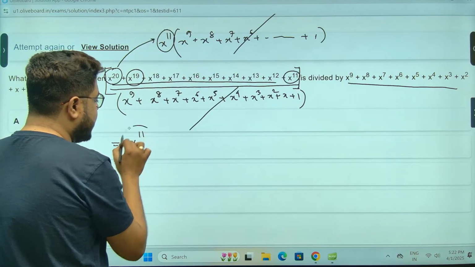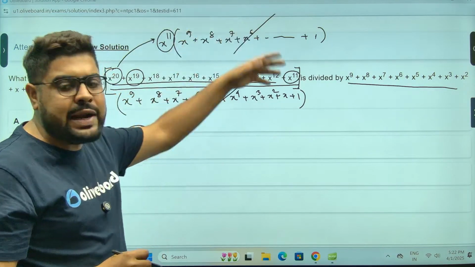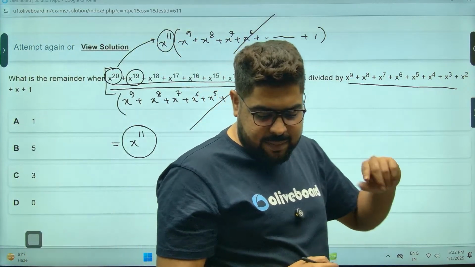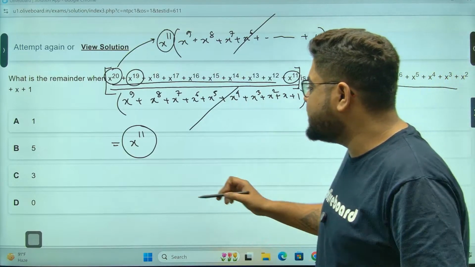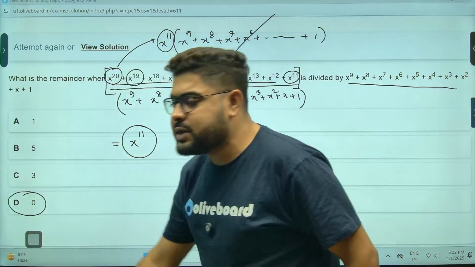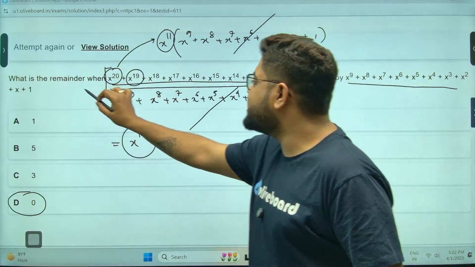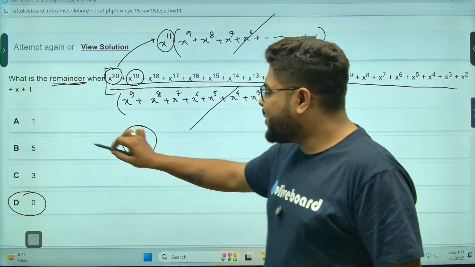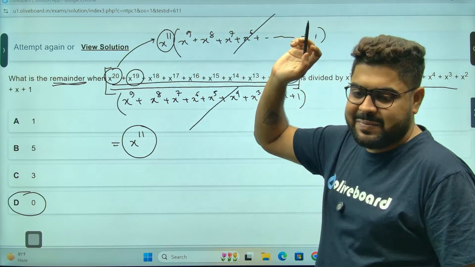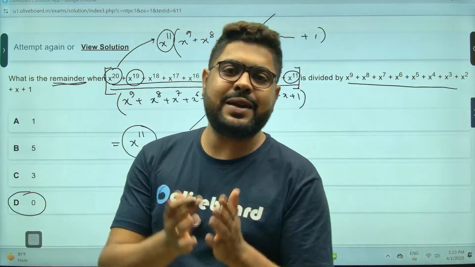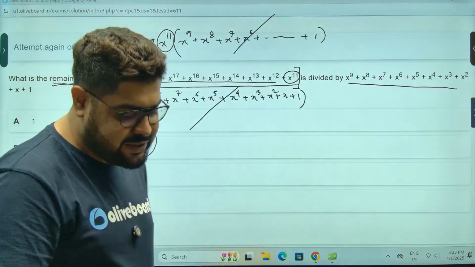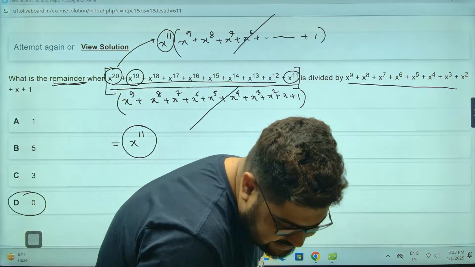So this thing and this thing cancels. So the remainder, actually it is x to the power 11, meaning it is completely divisible, sir. The answer will be 0, why? Because there is no remainder. Because it is completely divisible. If a number is completely divisible, that means there is no remainder, that means the remainder is 0, sir.